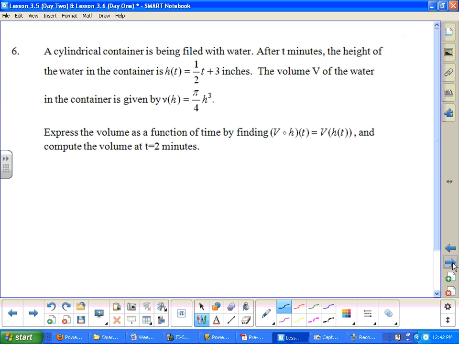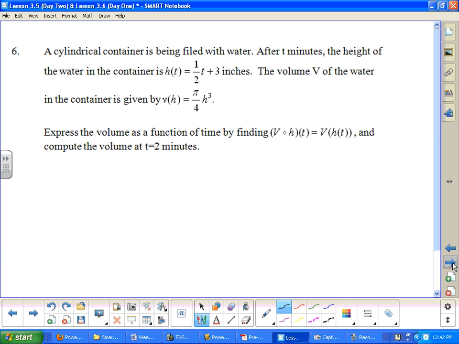Okay. All right, number 6. A cylindrical container is being filled with water, in this case. After t minutes, the height of the water in the container is h of t equals 1/2 t plus 3 inches. The volume of the water in the container is given by v of h, which equals pi over 4 h cubed. So we have the height of the water in the container is 1/2 t plus 3. That's how it's changing. The volume is changing by pi over 4 times h cubed.